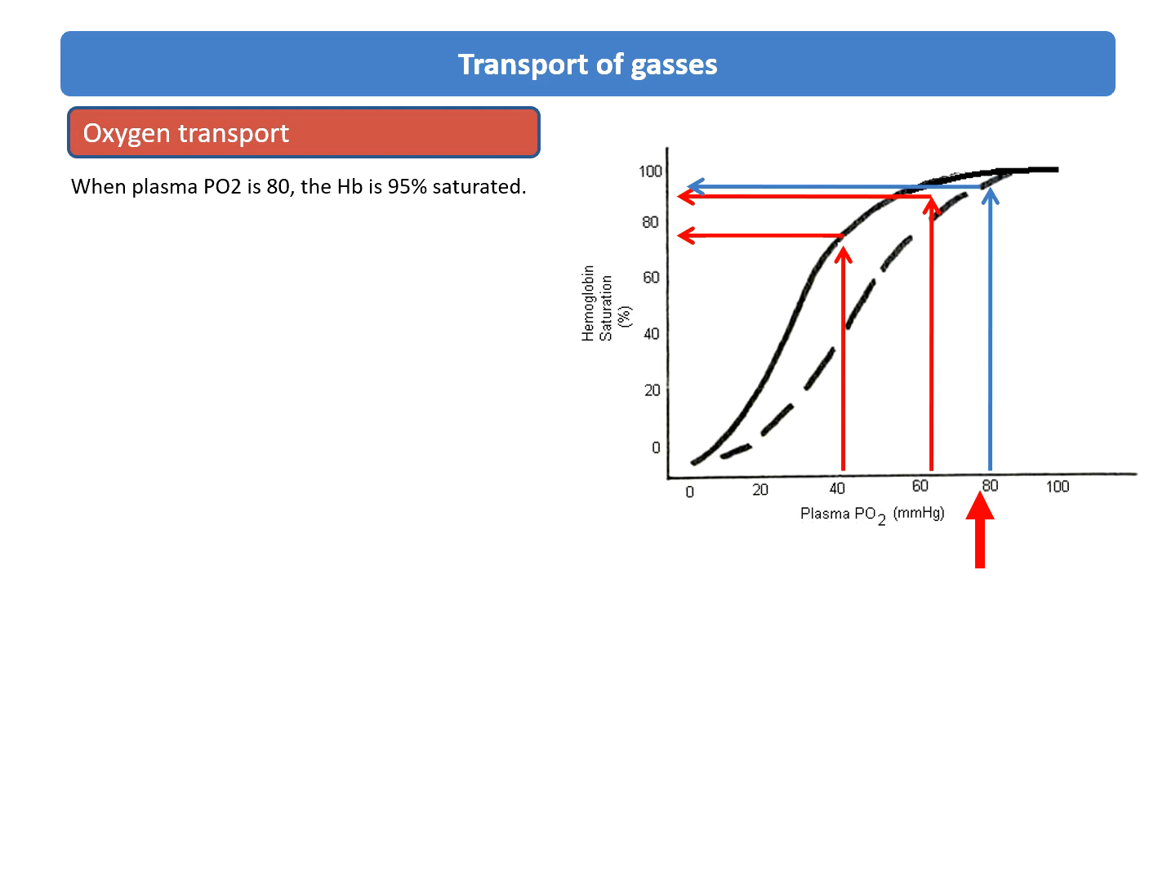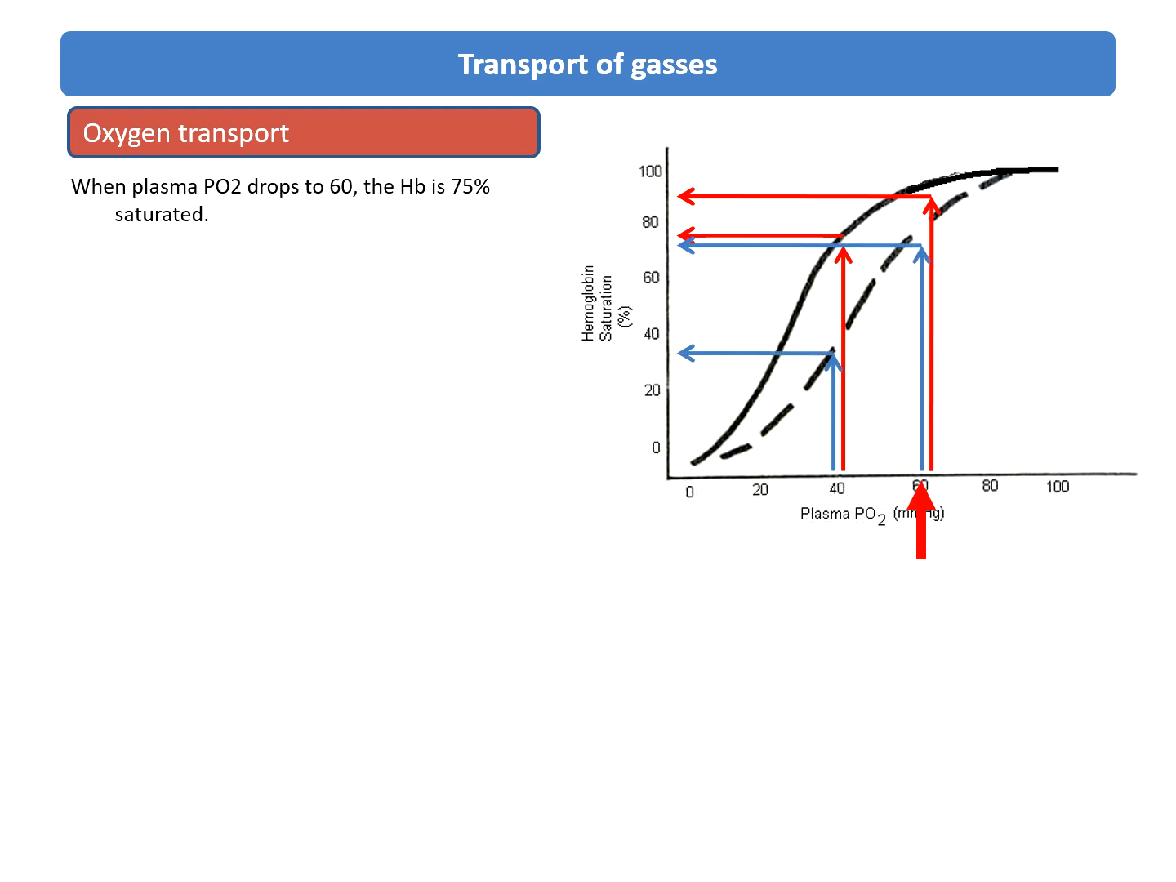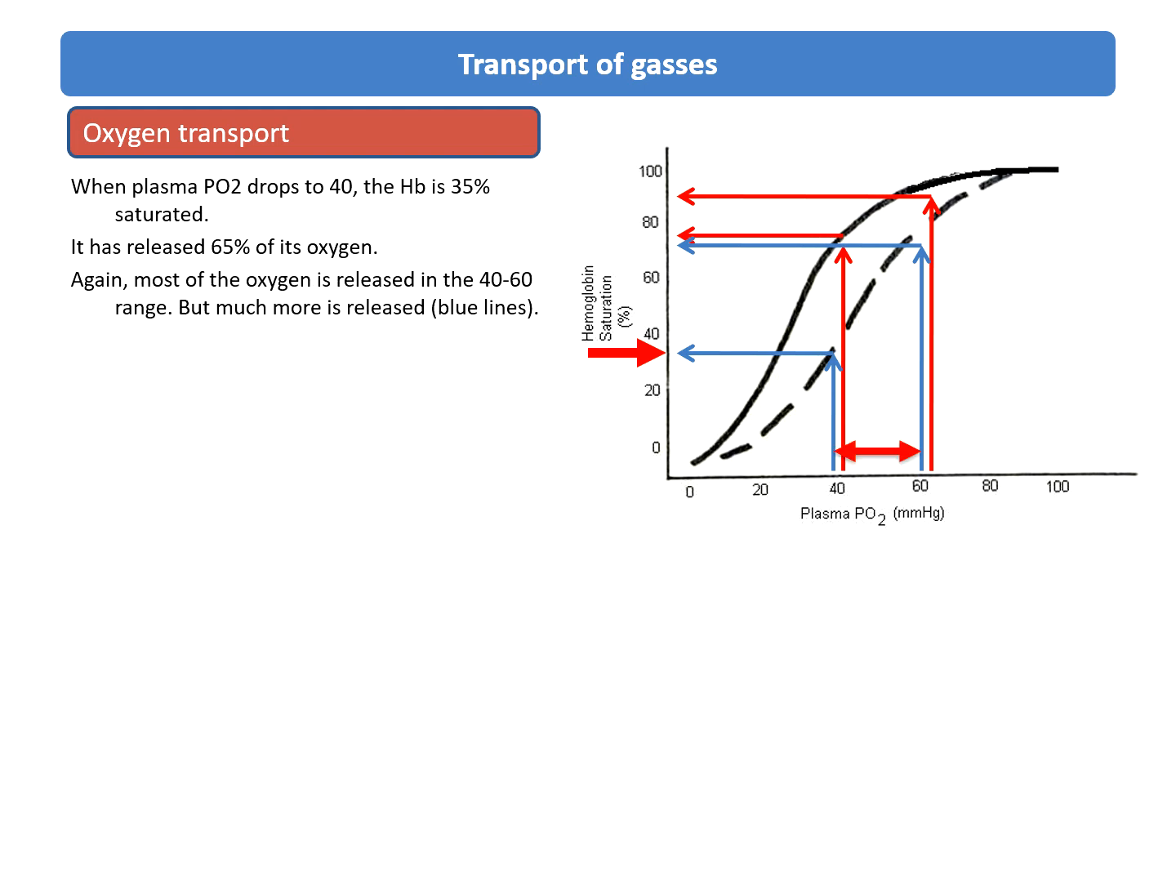When the plasma PO2 is 80, the hemoglobin is 95% saturated. It has released 5% of its oxygen. When the plasma PO2 drops to 60, the hemoglobin is 75% saturated. That is, it has released 25% of its oxygen. When the plasma PO2 drops to 40, the hemoglobin is now 35% saturated. It has released 65% of its oxygen.